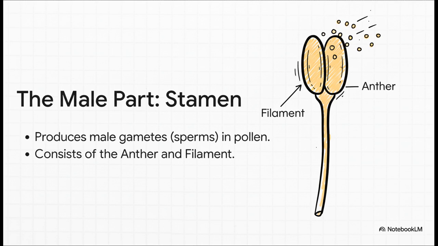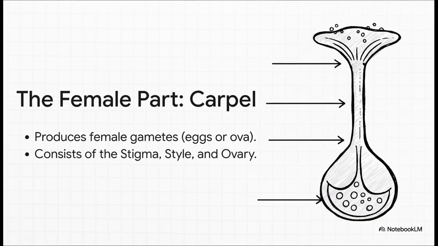The stamen itself has two parts. You've got the anther on top, which is like a little container for the pollen, and the filament, which is the thin stalk holding it up. And now let's meet the female part, which is called the carpel. The carpel's job is to produce the female reproductive cells, and these are called eggs or ova.